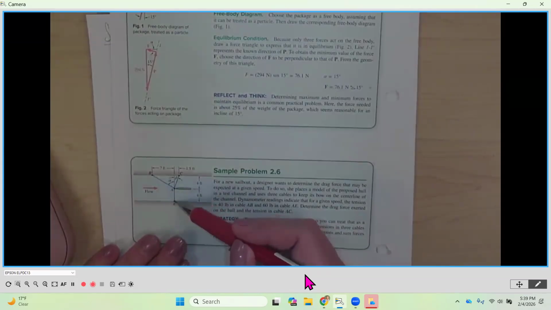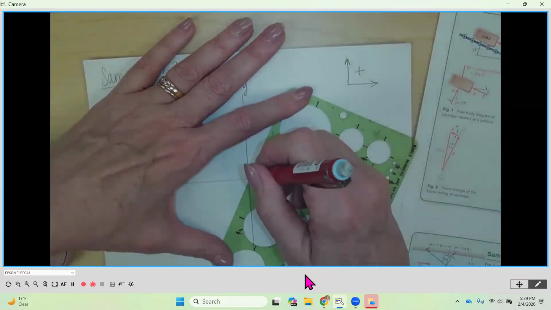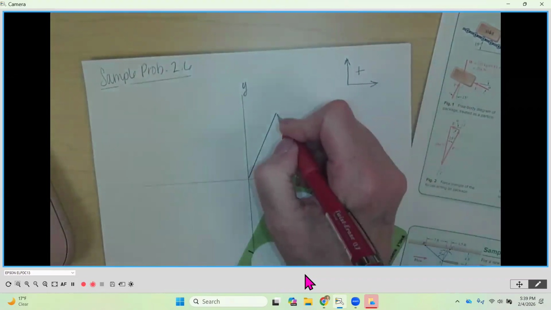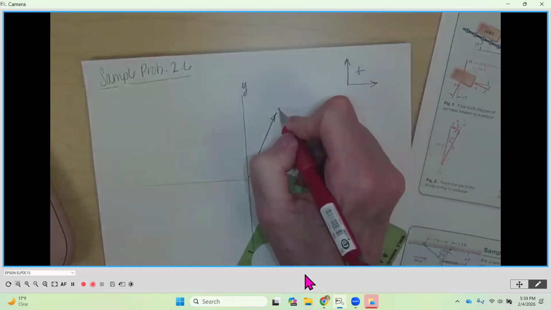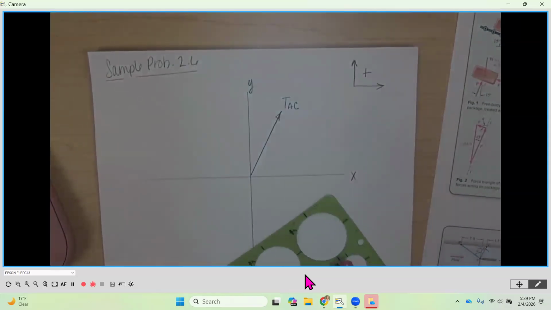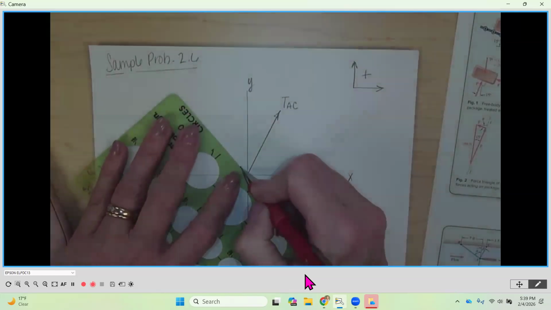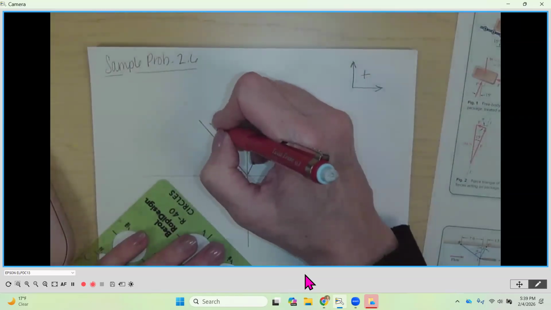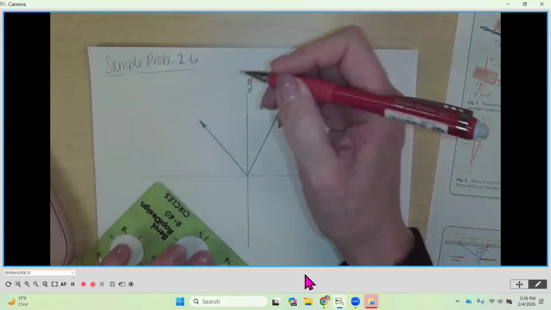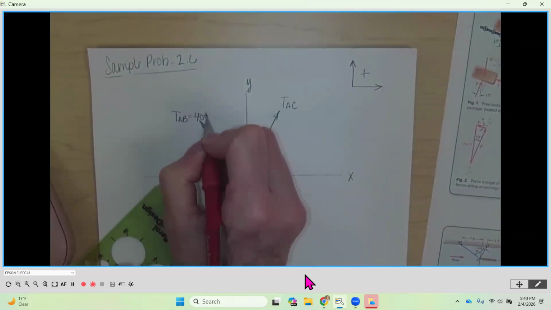So we're going to have one going vertically down to point E, up to point B, and then up to point C as well. So we are going to draw these. I'm going to call this one TAC, tension in cable AC. Then we've got the tension in AB, and we know this one to be 40 pounds. So TAB is going to be equal to 40 pounds.